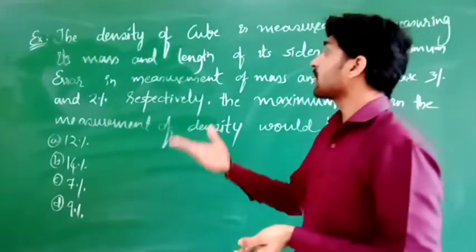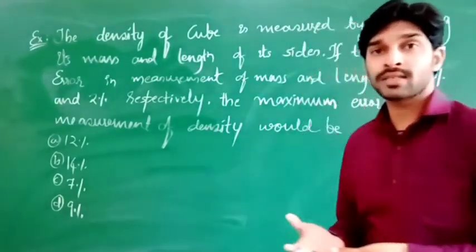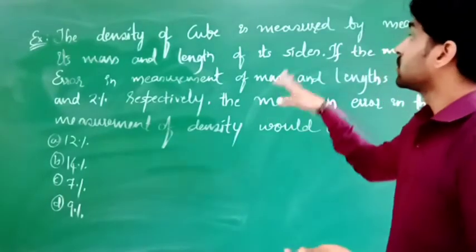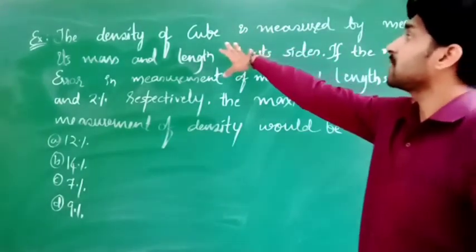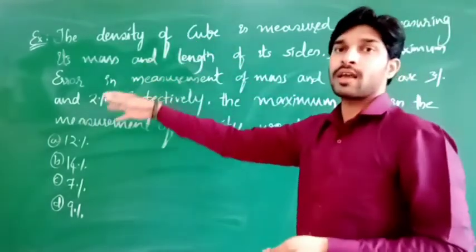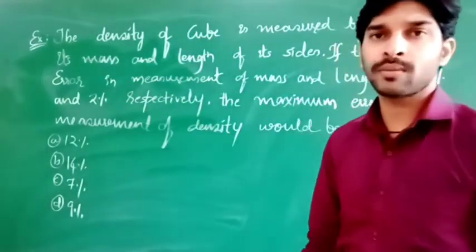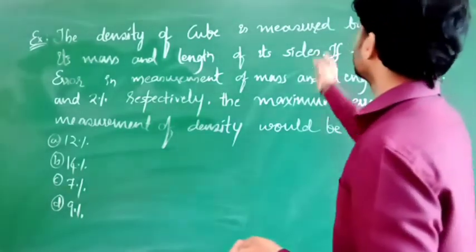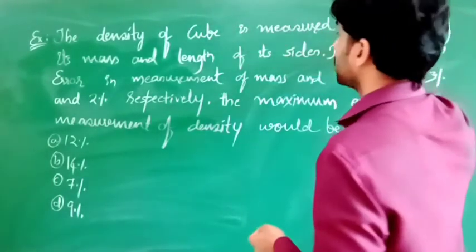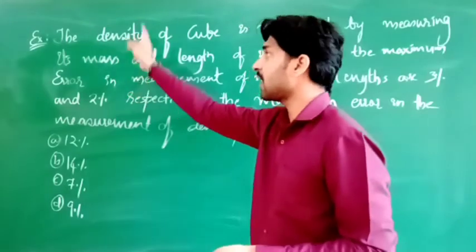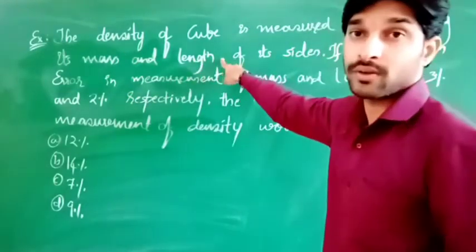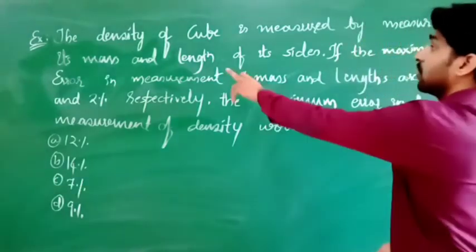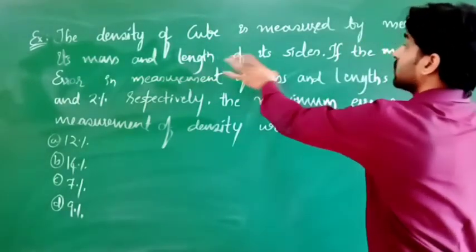Clear? But to calculate density we need mass as well as what is the volume of that. Correct? So if we know mass of the cube as well as volume of the cube means easily we can calculate density. Density means nothing but what? Mass per unit volume. Correct? Mass divided by volume. So the density of a cube is measured by measuring its mass. Here they had measured mass and length. Okay? With the help of length we are going to check what is volume. Volume. Next. Length of its sides.